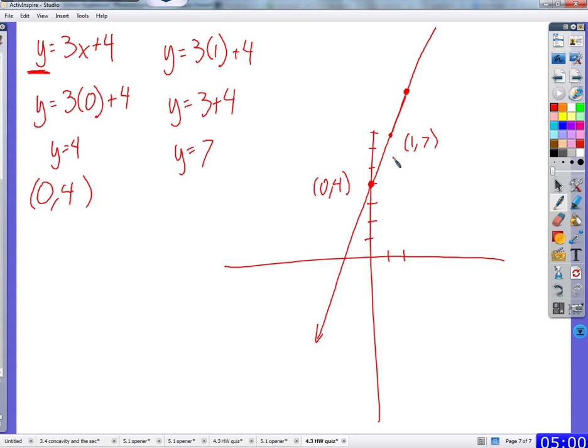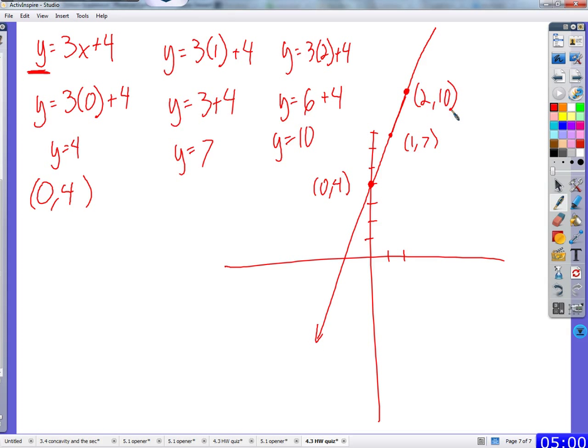And you have to do this simple calculation of 3 times 2 plus 4. So notice here we have 4 plus nothing, 4 plus 3, 4 plus 6. So y equals 10. So we had 0 comma 4. Move over 1. We're at 1 comma 7. Move over 1 to 2, 2 comma 10.